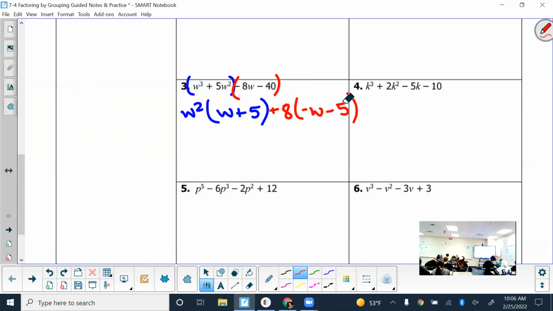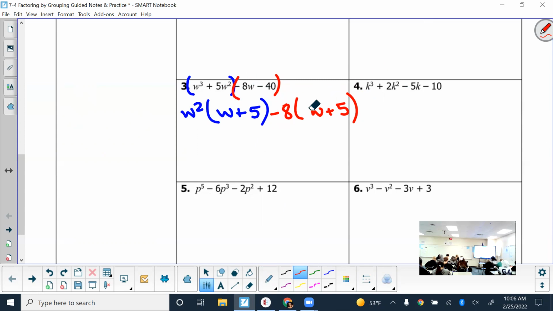Negative 5. Now, does this parentheses match this one? No, the signs are opposite than what we need them to be. So what could I do to what I factored out to make it so that the signs match up? I could change this to a negative. So sometimes you just have to plug it in and see. Because if I divide by a negative 8 now, I get a positive w. Negative 8w divided by negative 8 is positive w. And then negative 40 divided by negative 8 is a positive 5.